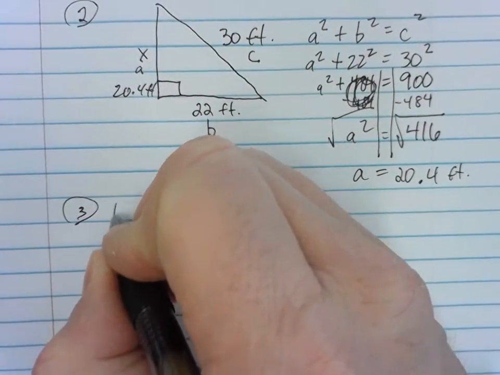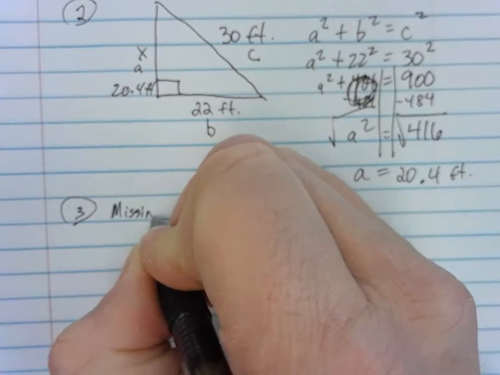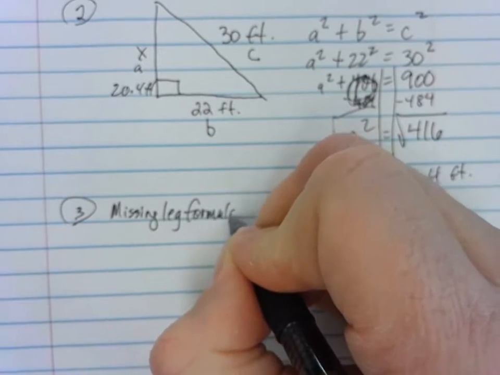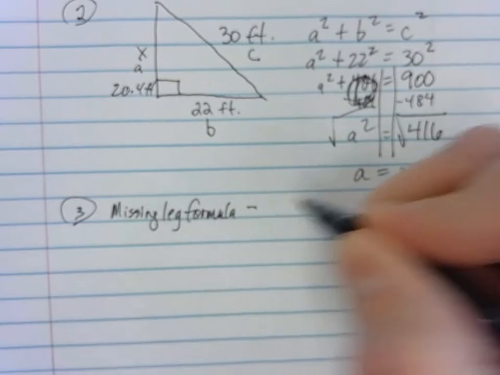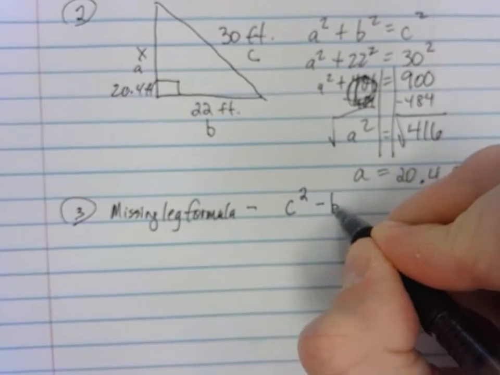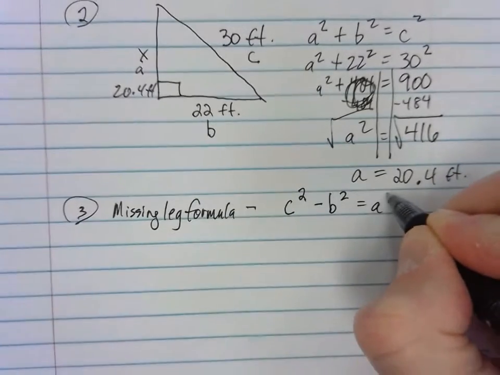This is the missing leg formula. Alright, so the missing leg formula is actually C squared minus b squared equals a squared.